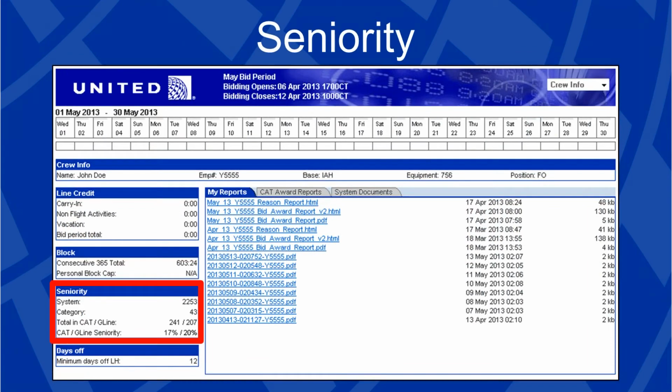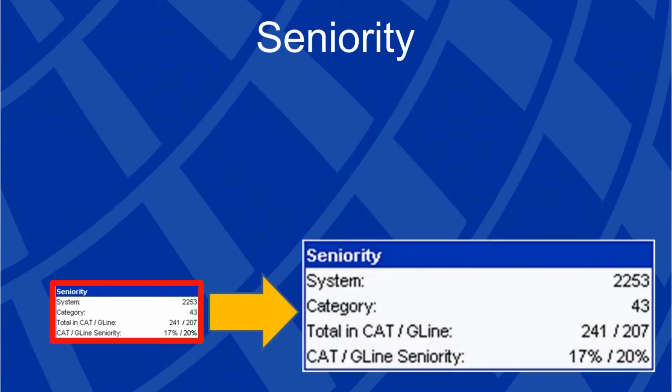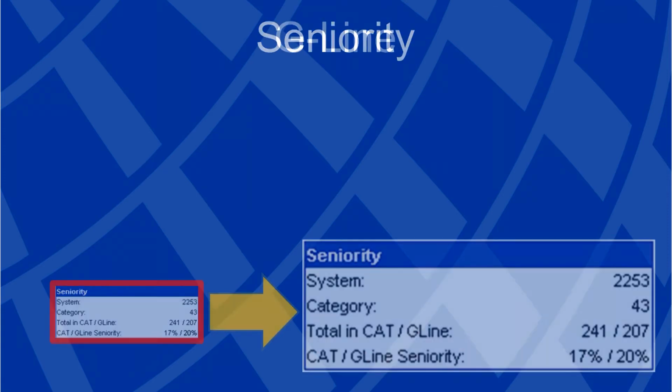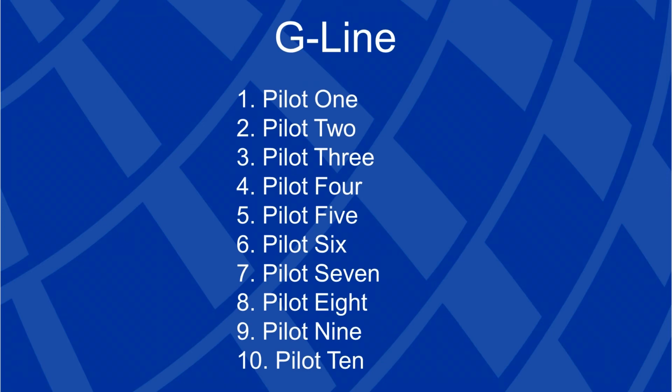Now, the next box is the seniority box. This box will tell you your current system seniority, your base seniority, the total number of bidders in your category, and the G-line bidder in your base. Lastly, your percentage in base and your bidding percentage relative to the G-line is displayed.